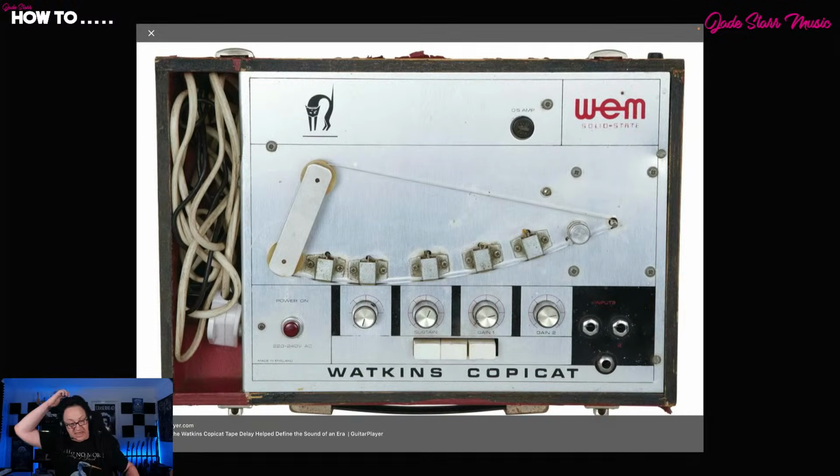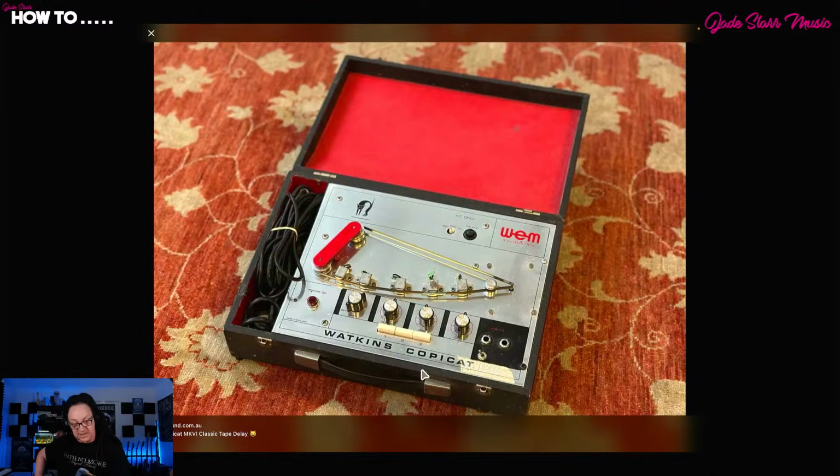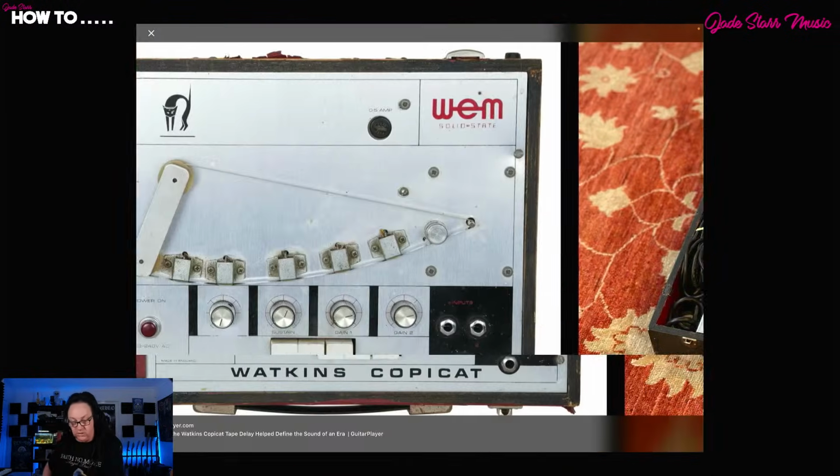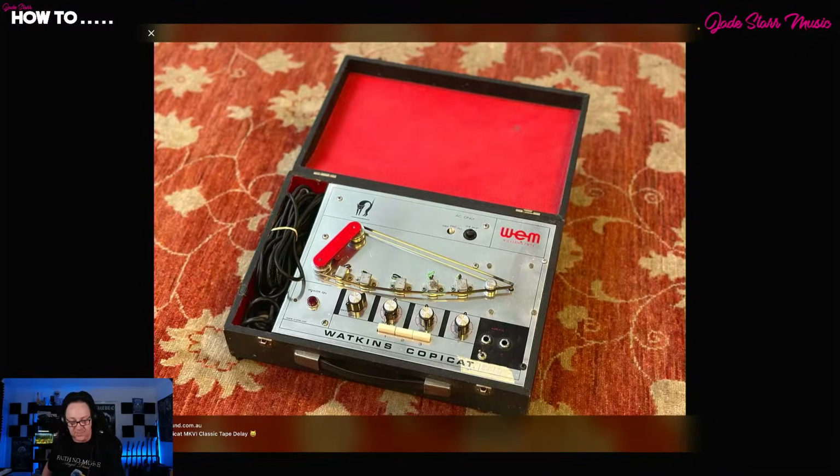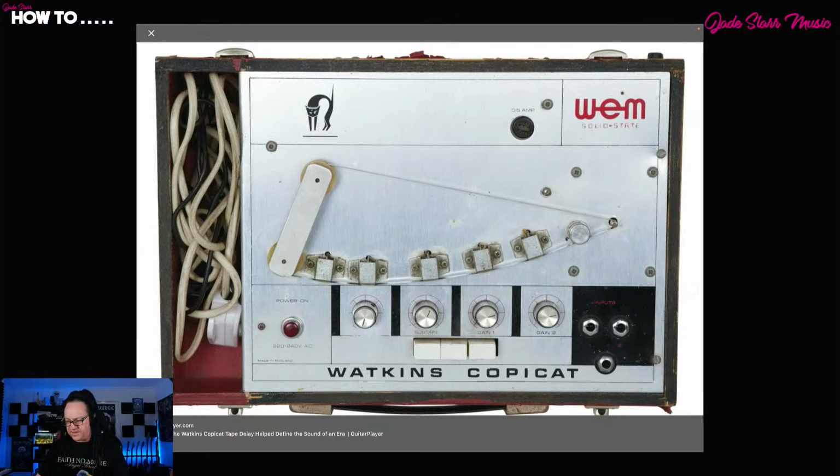There's the Watkins Copycat, and the WEM solid state. You can see this one has multiple heads, right? Which, again, will give you multiple delays. This is a common thing with all these units as they went on, because each time the tape reads across these heads, it's creating another delay. And look at this one. Here's a more portable one. Oh, this is the same one on its back.